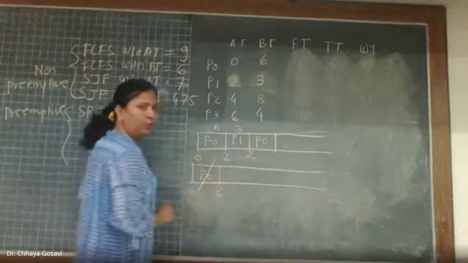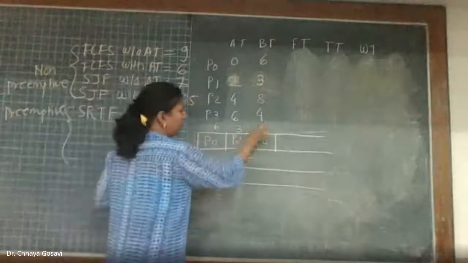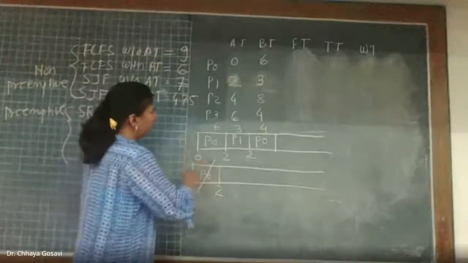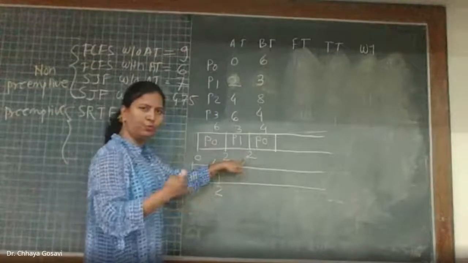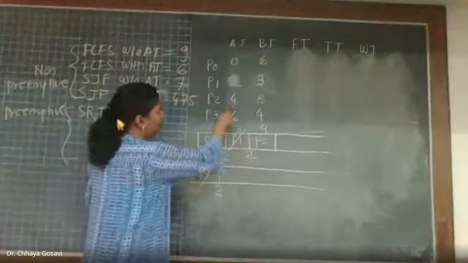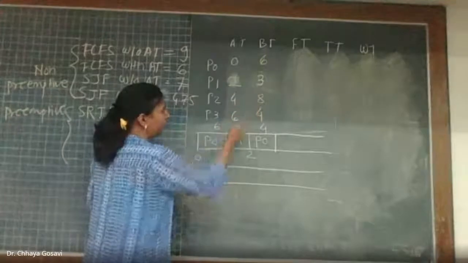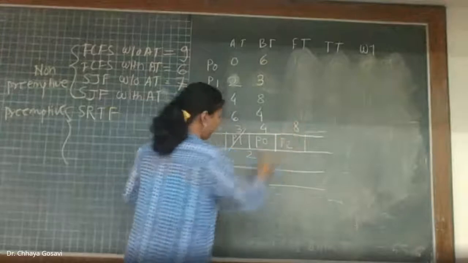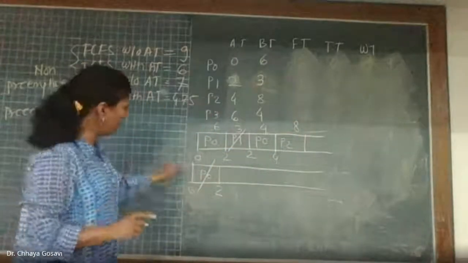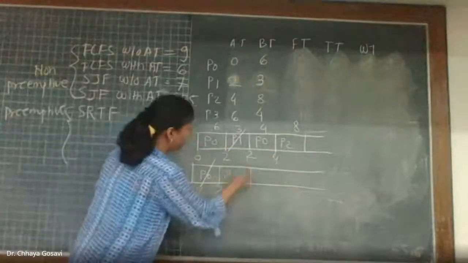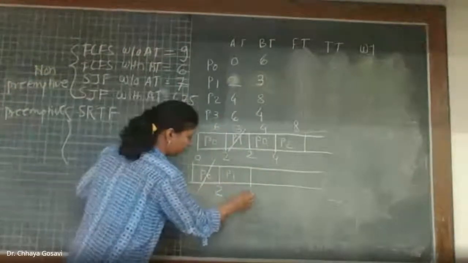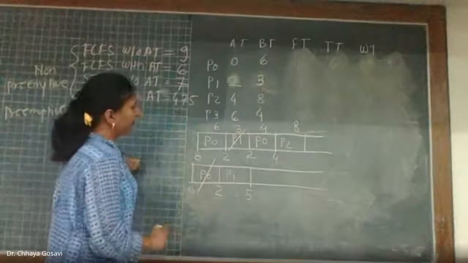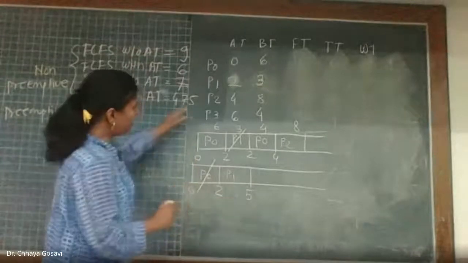At time unit 2, the remaining time of P0 is 4 cycles. At 3, no new process arrived. At 4, a new process arrived: P2 arrives with burst time 8. But P1 has remaining time 1. So P1 will continue for all 3 cycles, that is, 2 plus 3 is 5. Till 5, P3 has not arrived.